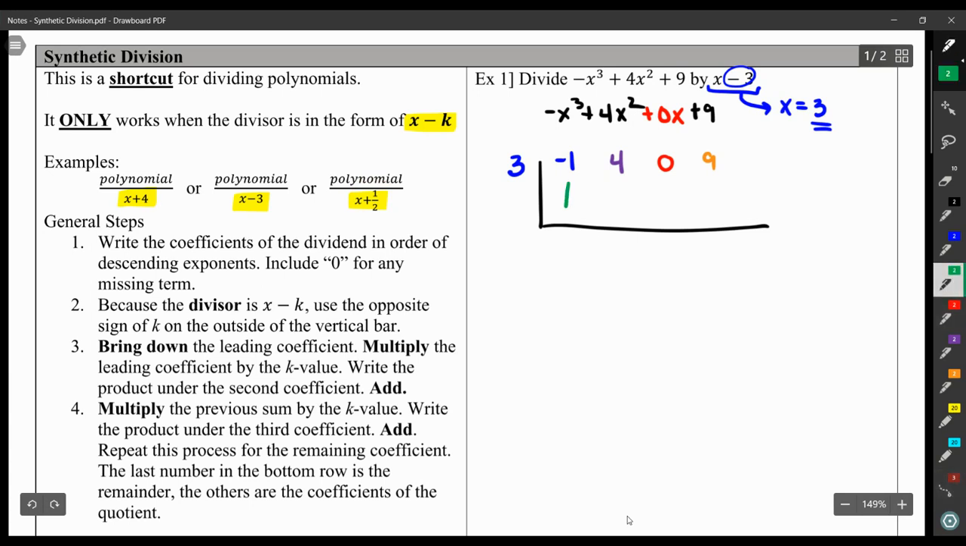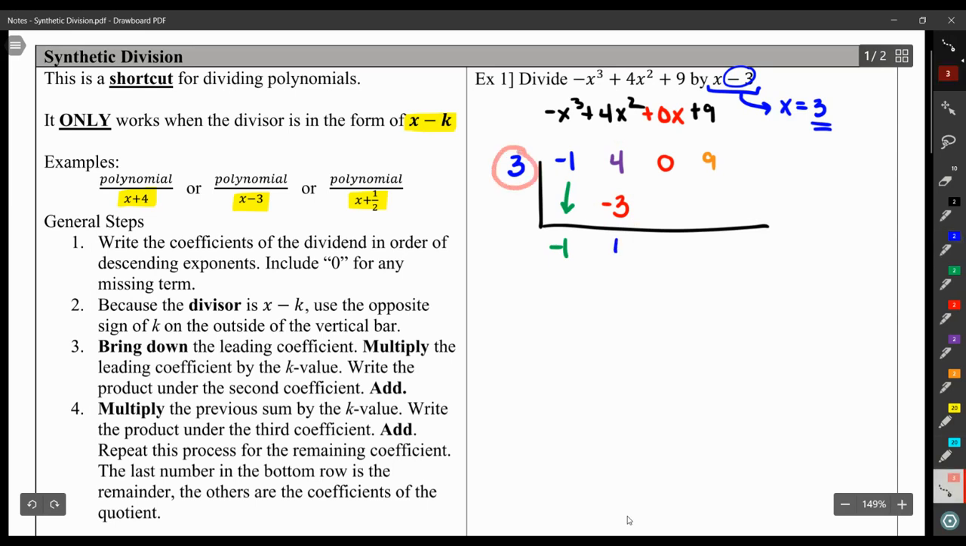The first thing we're going to do is drop down the first coefficient. Now the outside will multiply. We take 3 times negative 1 and put the result on the inside of the division sign. So 3 times negative 1 makes negative 3. Then, to get another number outside, we add these two together. So 4 plus a negative 3 makes a positive 1. And then we start over.